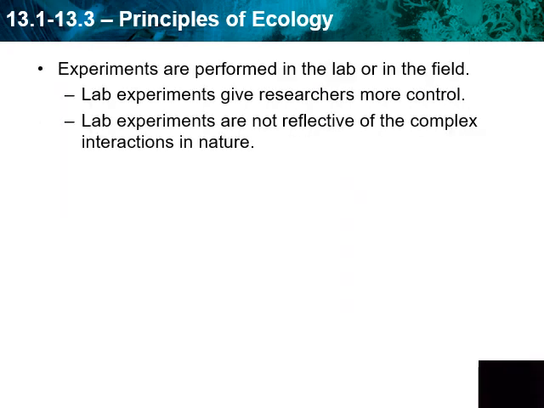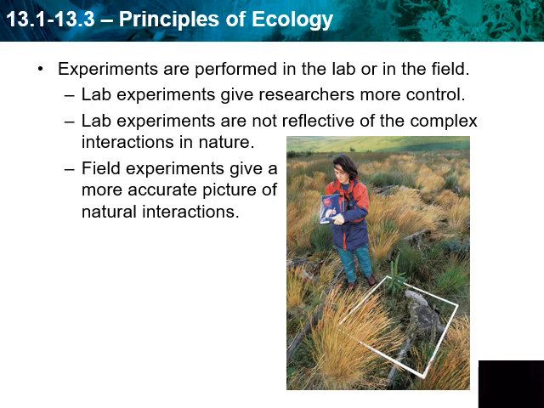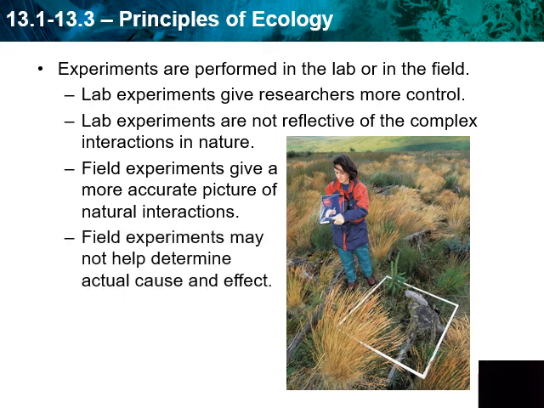And experiments can be performed in the lab or in the field. Lab experiments obviously give researchers more control. We can't always do a lab experiment to actually see how nature works because it wouldn't be nature. It's a controlled experiment inside a lab. So field experiments give a much more accurate picture of natural interactions that are happening in our ecosystems.